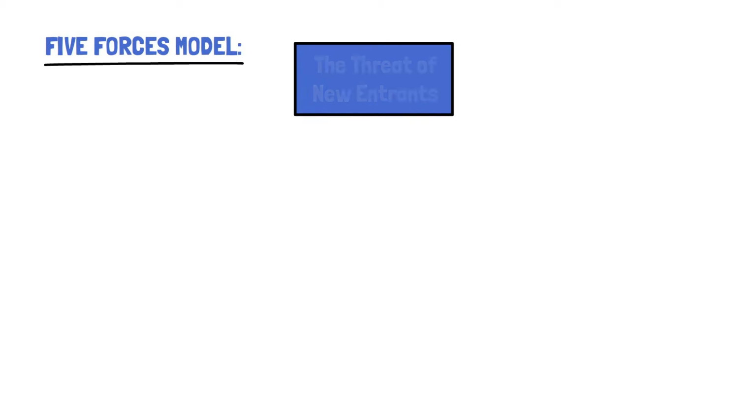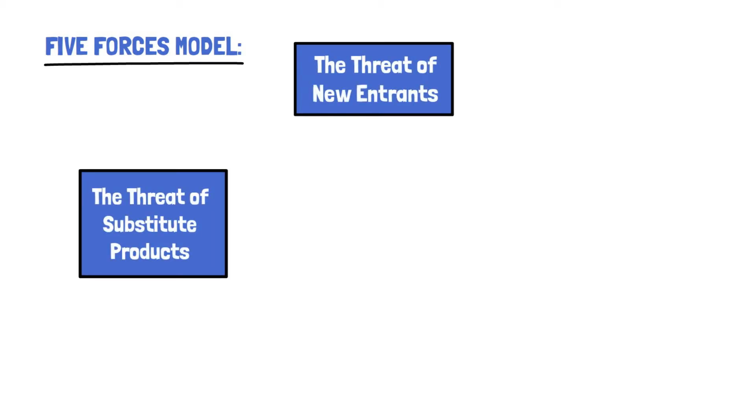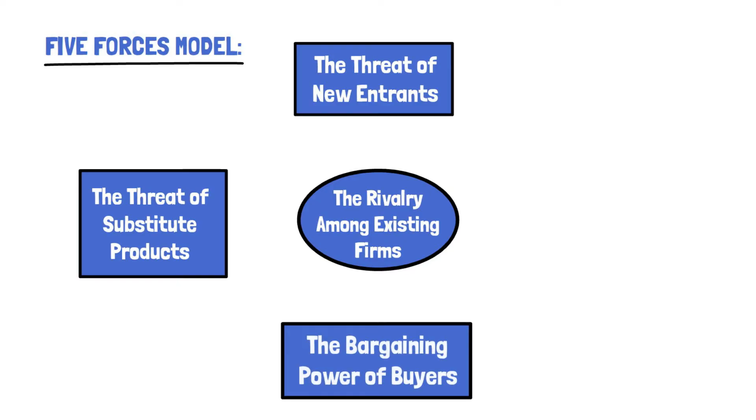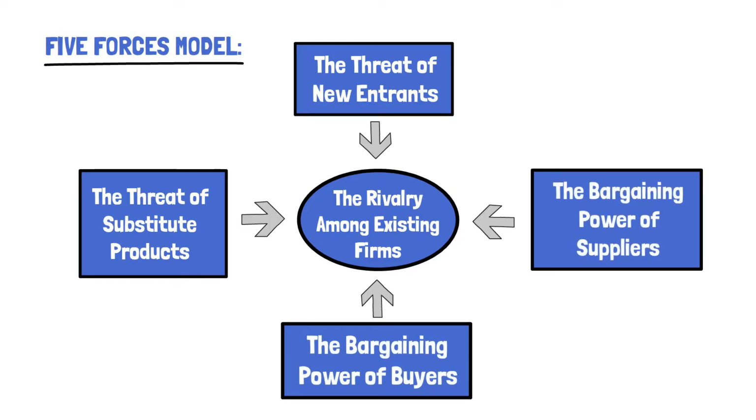Number 1. The threat of new entrants. Number 2. The threat of substitute products. Number 3. The rivalry among existing firms. Number 4. The bargaining power of buyers. Number 5. And the bargaining power of suppliers.